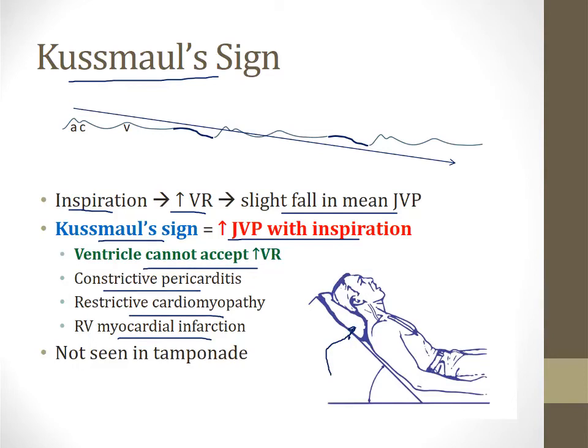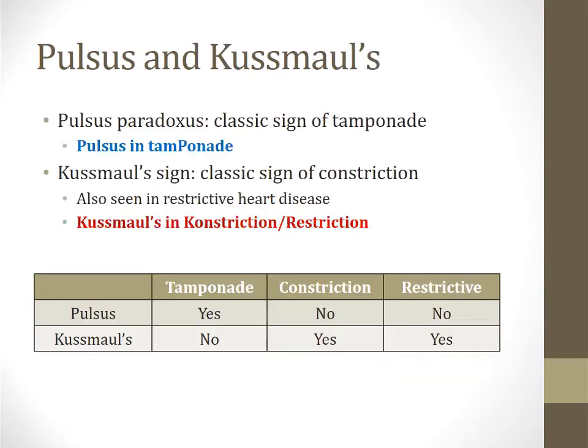It is not seen in cardiac tamponade. When I was a medical student, I had a lot of trouble keeping pulsus paradoxus and Kussmaul's sign straight, so I've got some tips for that in this slide. Pulsus paradoxus is the classic sign of tamponade, and you can remember that you see a pulsus in tamponade. The P is for pulsus.